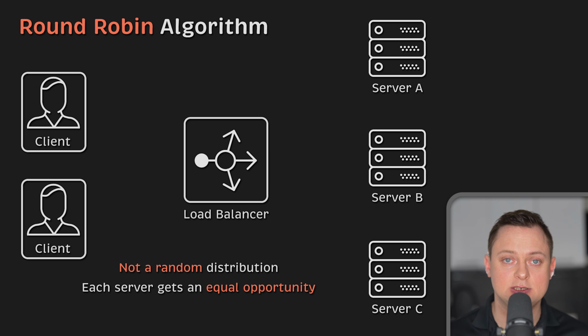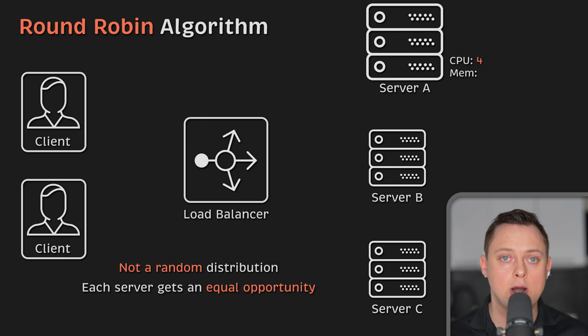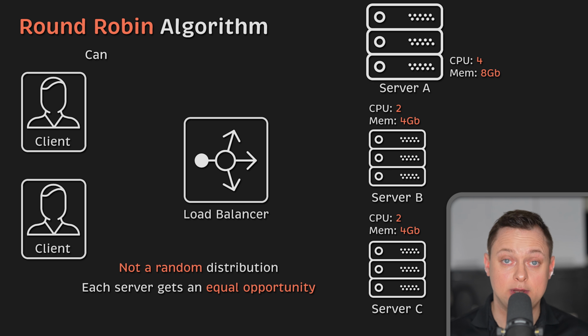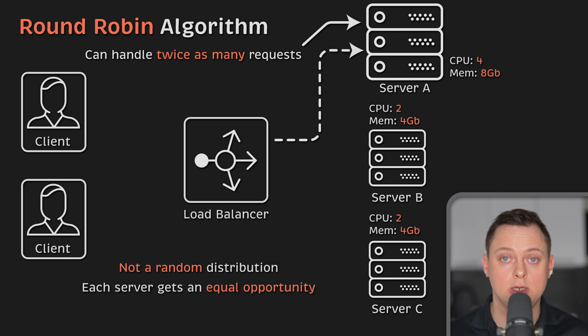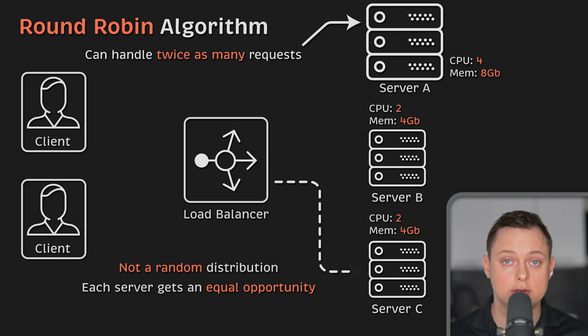This method is very simple, but it won't perform very well in certain scenarios. For example, if server 1 has twice the CPU and memory compared to the others, then the first server should be able to handle twice as many requests as the others. Unfortunately, a load balancer running on the round-robin algorithm won't be able to treat the 3 servers accordingly. Even if they have disproportionate capacities, the load balancer will still distribute requests equally.